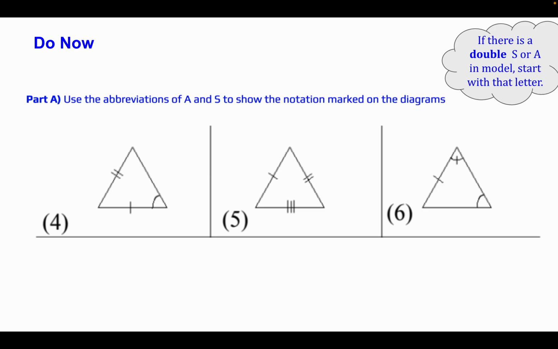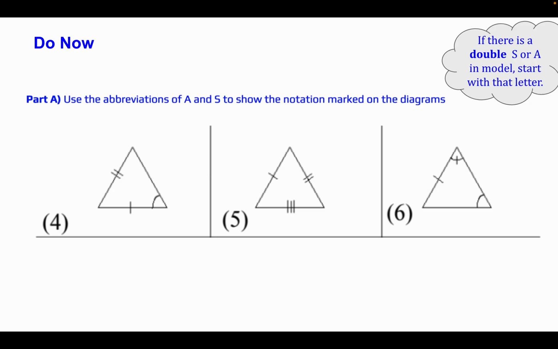So go ahead and check out the do now. Use the abbreviations of A and S to show the notations marked on the diagrams. Don't forget, A stands for what? Angle, and S stands for side. So if there's a tick mark on the sides, put an S. If there's an arc, put an A. Pause this video to check your work on the do now.